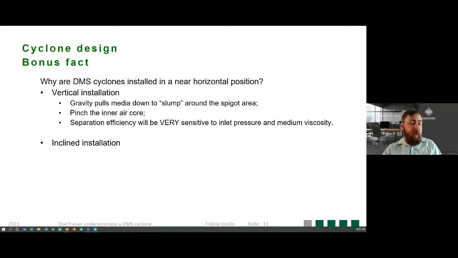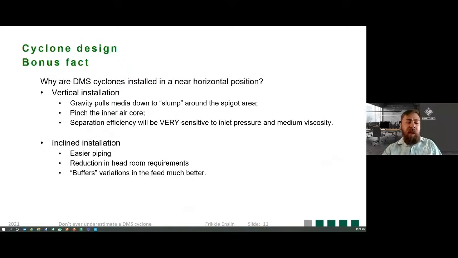On the other hand, if we install it at an inclined position, you'll see that the piping is easier, there's not as much headroom required, so the installation is easier as well. But also, your cyclone then buffers a lot of the variations in your feed much better, because your spigot is a little bigger, and your inner air core is a little bit bigger and more stable as well. So you get an effect that even though there may be some variations in your feed, the product coming out of your DMS cyclone is relatively constant.